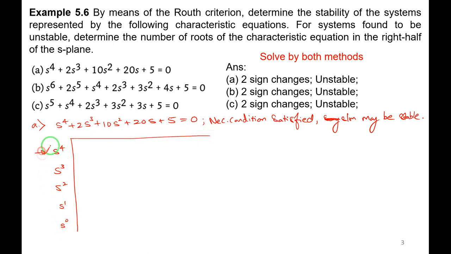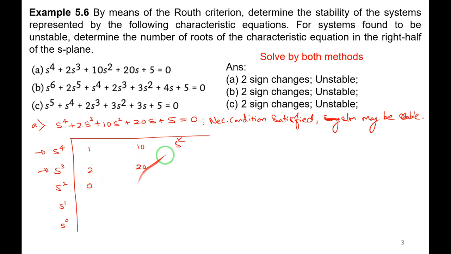Right. So we have 4, 3, 2, 1, 0. We will fill up the first column by odd term elements. Odd term means 1, 10, 5. Next, even term coefficients in the second row, 2, 20. Constant is 5. So just we'll make a mark of it, right? Okay, we'll try to calculate this element. So 2 into 10, 10 twos are 20, 20 minus 20, right? 20 into 20. So we will get 0 here, right? 20 minus 20 into 1, right? 20 minus 20 is 0, right? So we are getting 0 here.